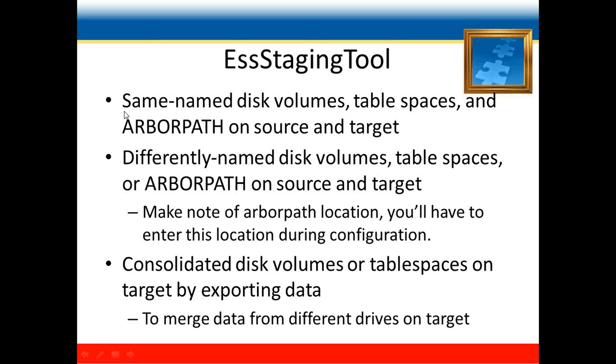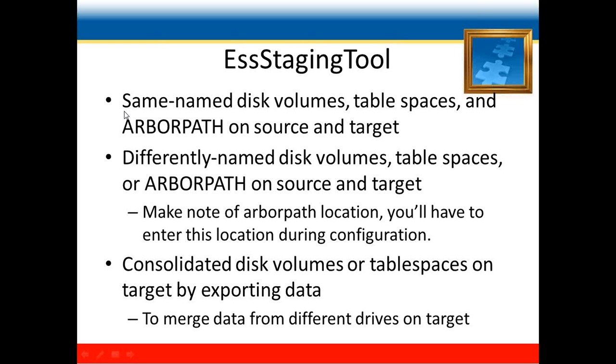Then if you have differently named disk volumes, table spaces and arbor path on the target machine as compared to the source machine, you will have to select the second option. For example, say on the source machine I have my table spaces on local disk D drive, and I want to have table spaces on my target machine on local drive F, then I will have to choose this option. If you choose this option, you will have to provide the arbor path which will be targeted for the target machine.